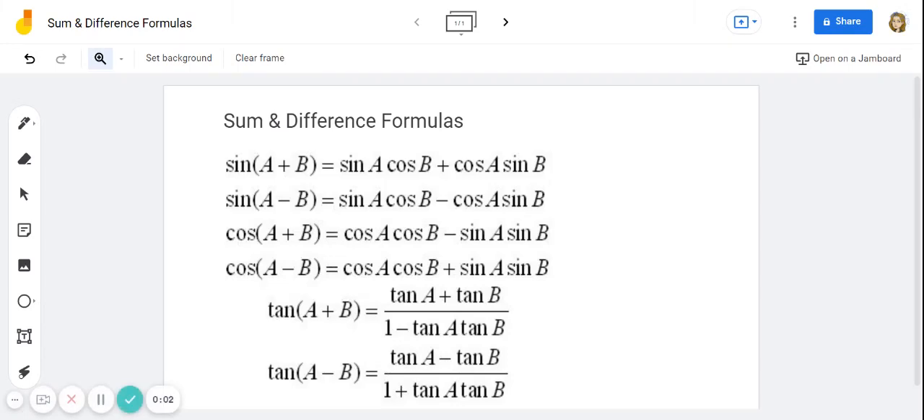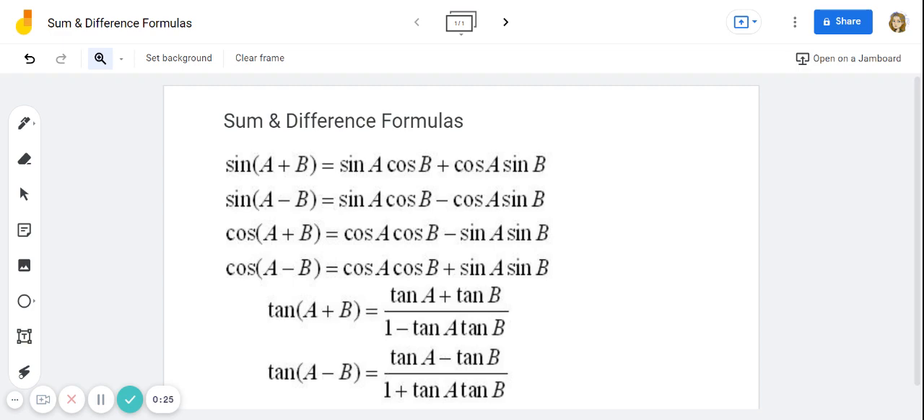We're going to take a look at sum and difference formulas. These are extremely helpful when we are trying to find the sine, cosine, or tangent of items that are not necessarily unit circle values that we already know. Obviously, if we have sine of pi over 2, we already know that. That's a unit circle value that we have memorized. But we might be looking at ones that we don't have memorized.